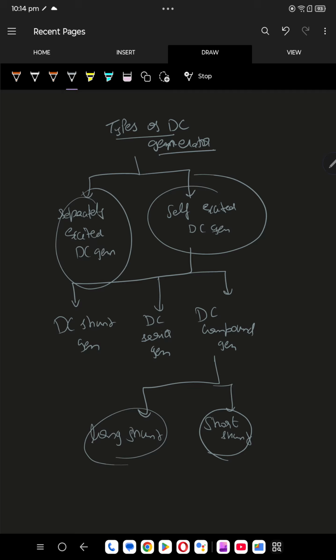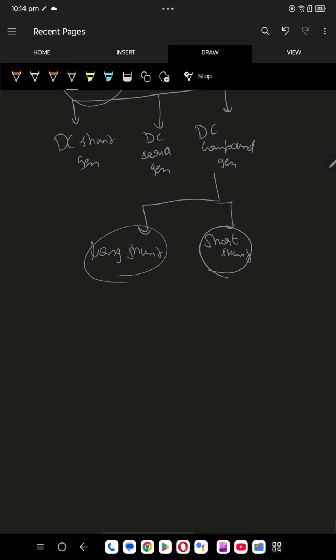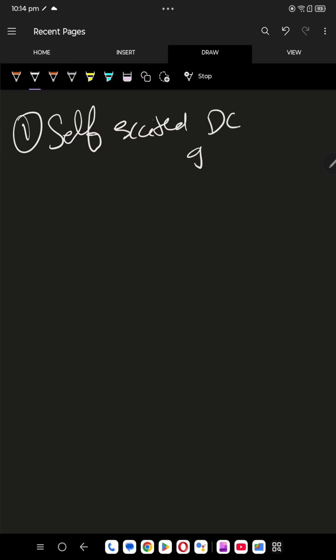In DC series generator, the field coil and armature coil are in series to each other. In DC compound generator, some turns of the field coil are in series with the armature coil, and some part of the field coil is in parallel with the armature coil. That is further divided into DC long shunt and DC short shunt. Now we'll be seeing each one of them, starting with self-excited DC generator. What we'll be doing is the circuit diagram, current equation, and voltage equation.